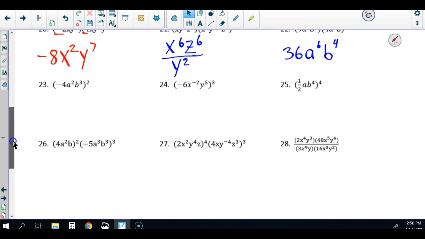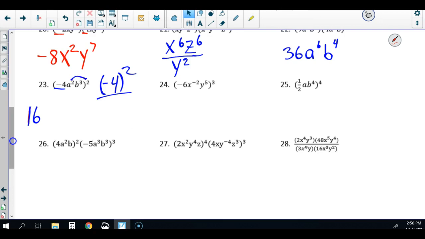23, power to a power. Our rules tell us to apply this squared to the negative 4. So negative 4 squared. If you type that in your calculator, you've got to use parentheses like I wrote it here. If you just type in negative 4 squared, you're going to get negative 16, which is incorrect. Negative 4 times negative 4 is positive 16.